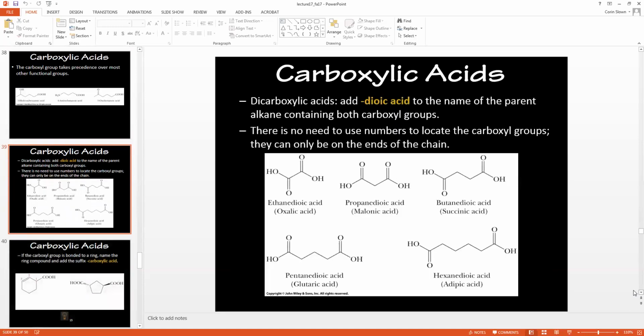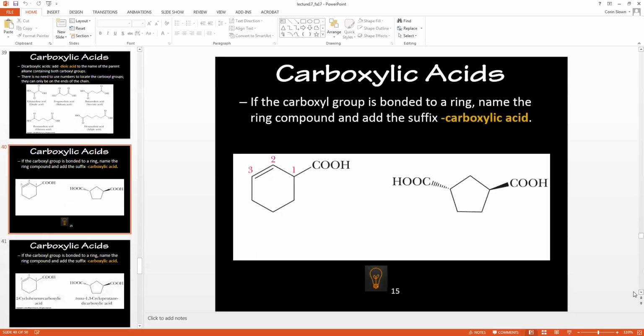It's also pretty common for us to see dicarboxylic acids. So we're going to add dioic acid to the name of the parent alkane containing both carboxyl groups. So for example, oxalic acid, malonic acid, succinic acid are all examples of very common metabolites. And so these we're going to name using the IUPAC system as well, but in this case it's going to be ethanedioic acid or propanedioic acid.